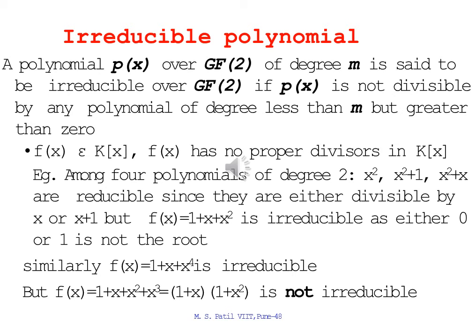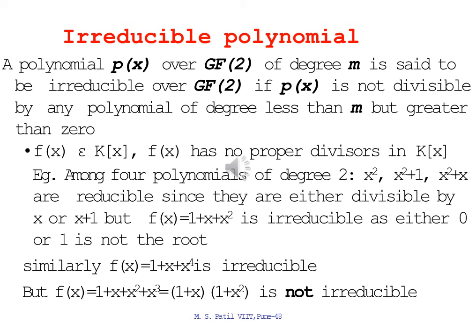So a polynomial p(x) over GF2, now these wordings are also important. Over GF2 means it has coefficients from 0 and 1. So a polynomial p(x) over GF2 of degree m is said to be irreducible over GF2 if p(x) is not divisible by any polynomial of degree less than m but greater than 0.